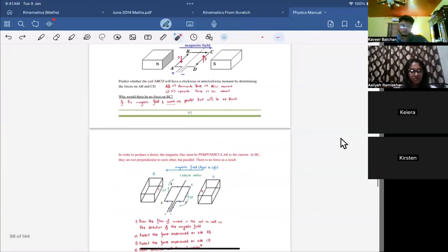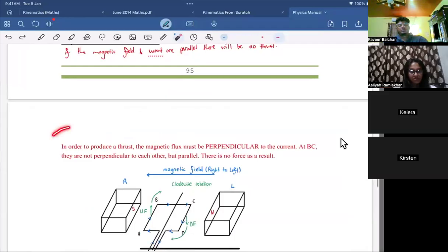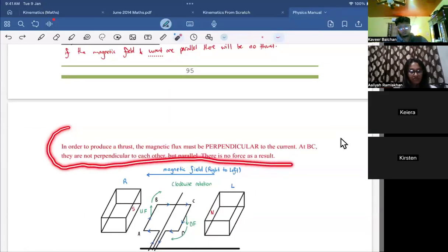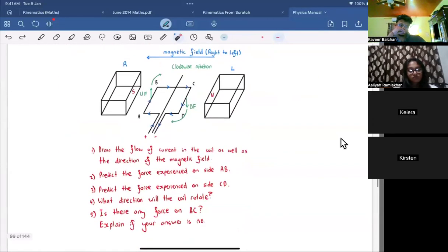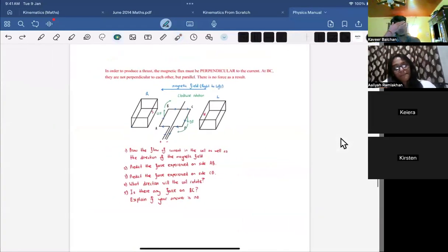And this is where you had to say, in order to produce a thrust, the magnetic flux must be perpendicular to the current. At BC, they are not perpendicular to each other, but parallel. As such, there is no force. And you could also say, since BC is on the same plane, and AB is experiencing an upward force, and DC is experiencing a downward force, they would cancel off. Right? So I'll write the answer.